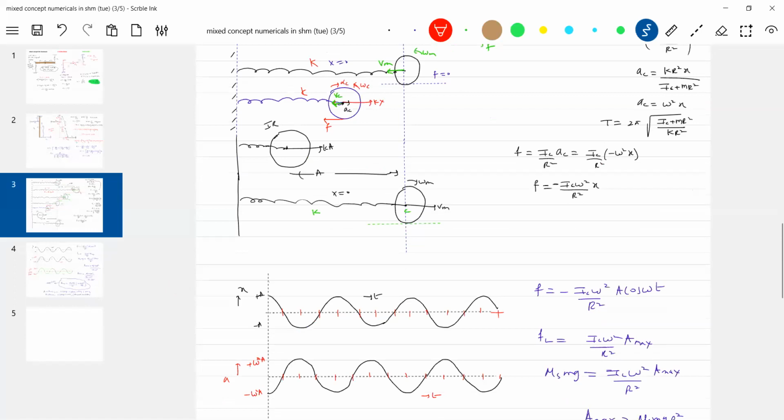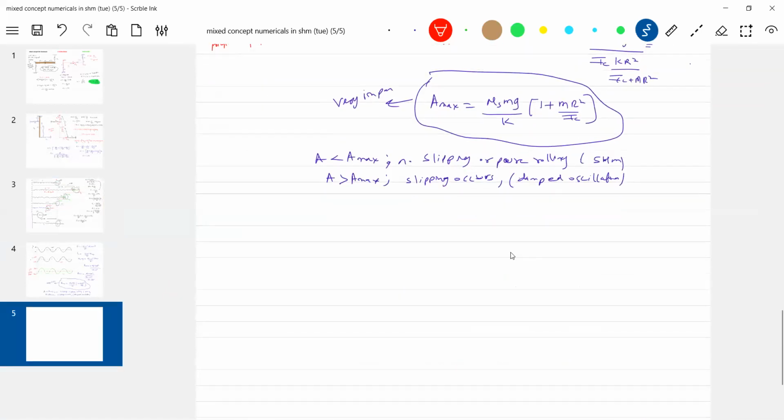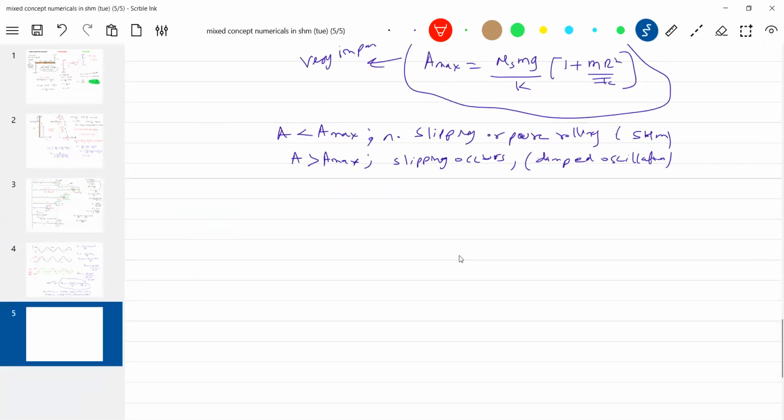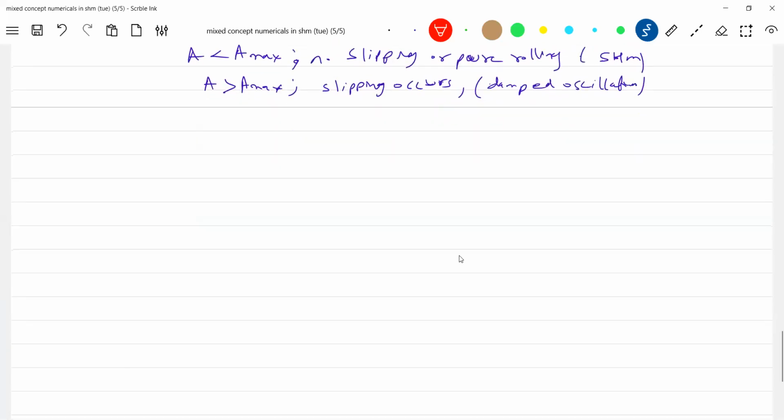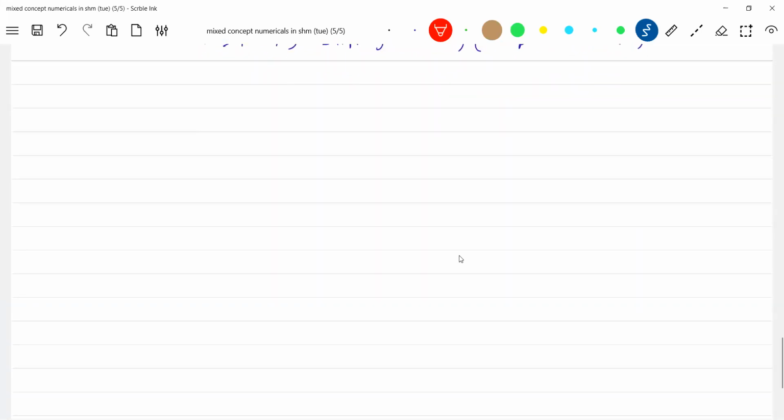Okay, let's do it by the energy method. With one spring, the energy method is preferable. With more than one spring, it's better to go for the energy method only. If it is one spring, the torque method will be much easier.